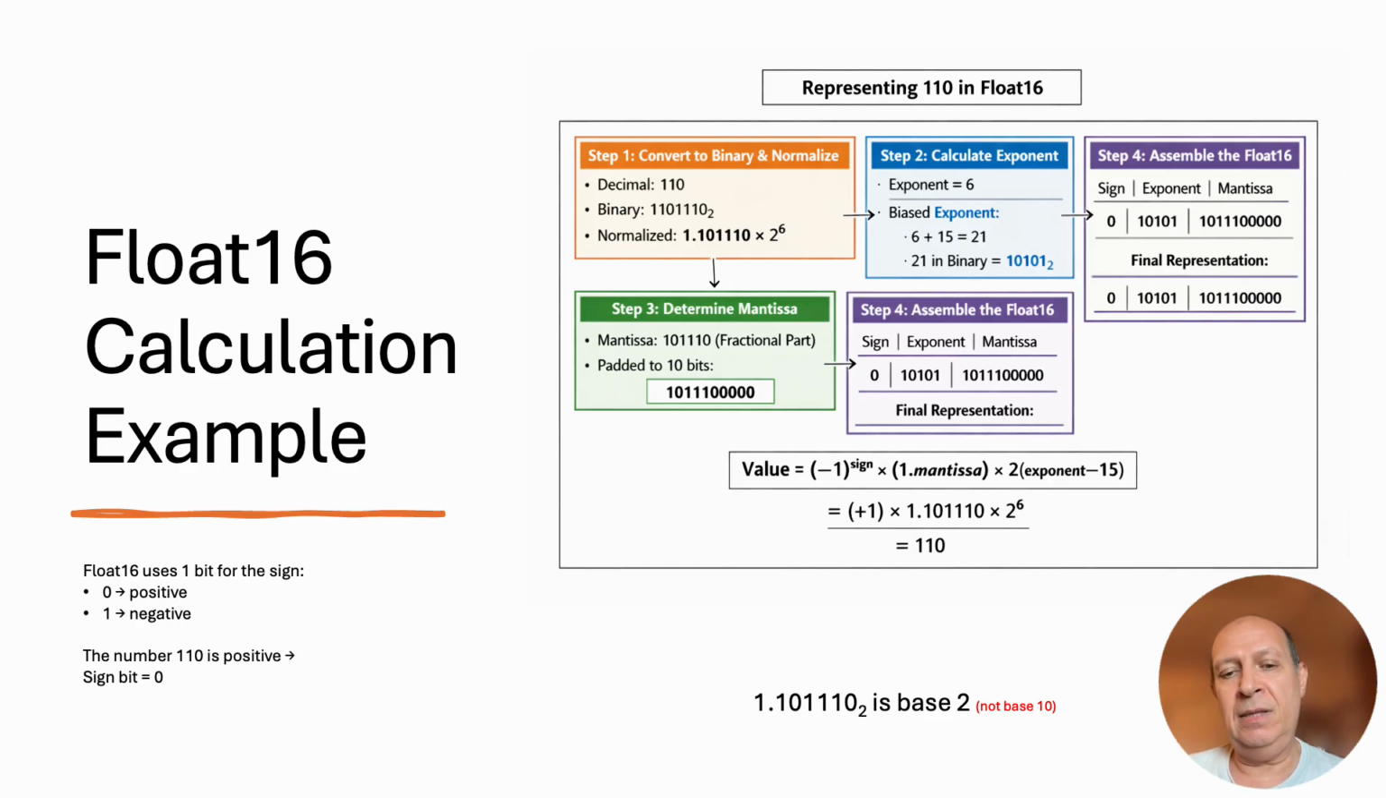So if we just plug in these numbers in the formula, -1 to the power sign, the sign is 0, so it becomes a 1. And then we multiply that by 1 point, the fractional part, which is the mantissa, 101110, and then times 2 to the power 6, and we end up with 110.